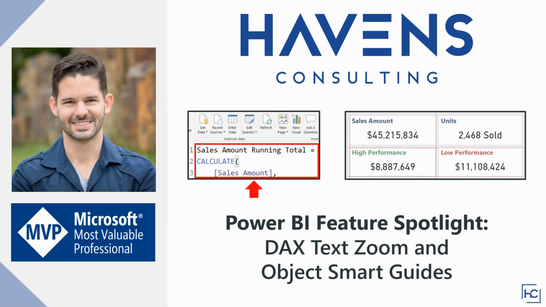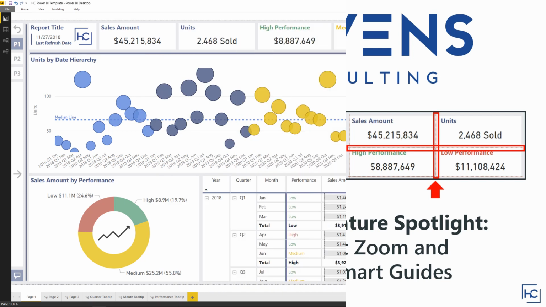The second feature that I love is the Smart Object Guides. These are very similar to what you would find in PowerPoint and help you place objects in alignment with each other and for resizing them as well. So let's hop into Power BI and take a look at these additions.